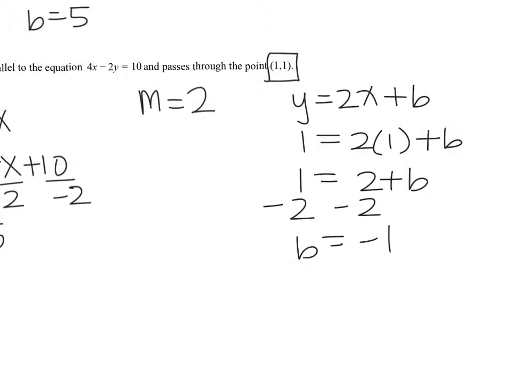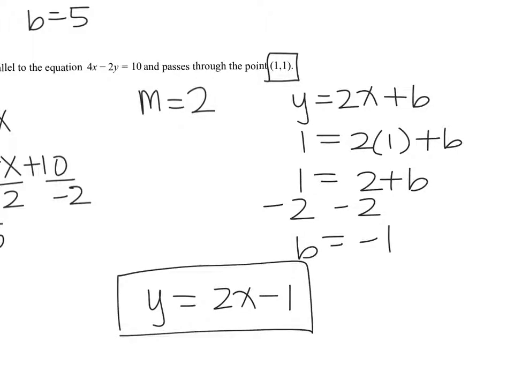Now I can write the equation y equals 2x minus 1. So this is the equation of the line that's parallel and passes through the point 1, 1.